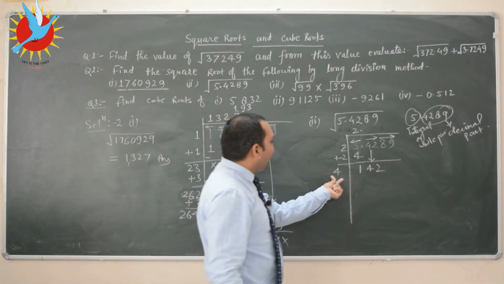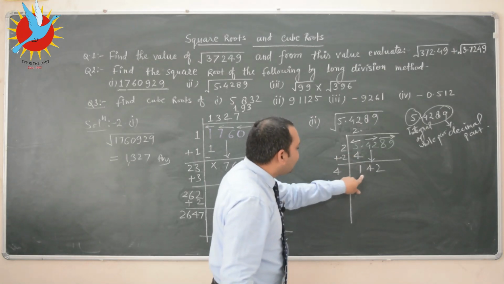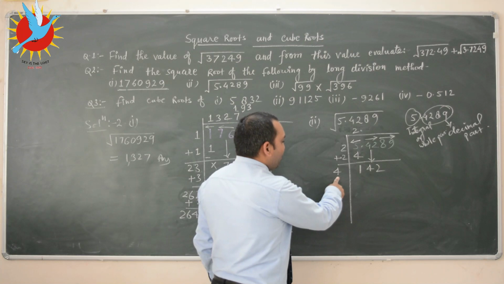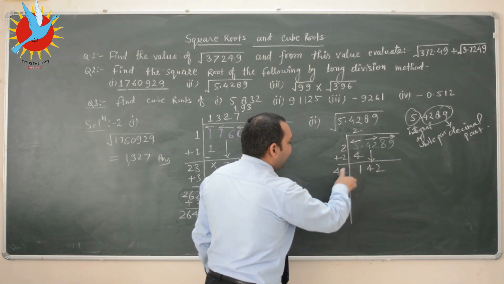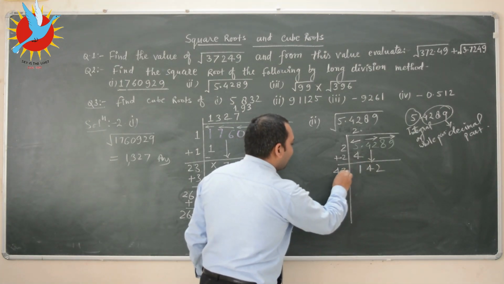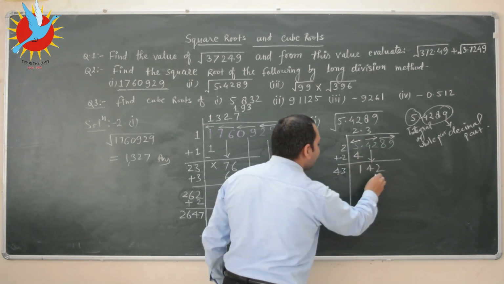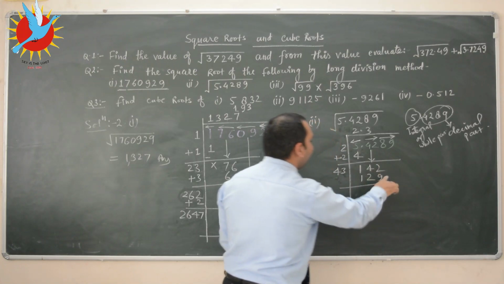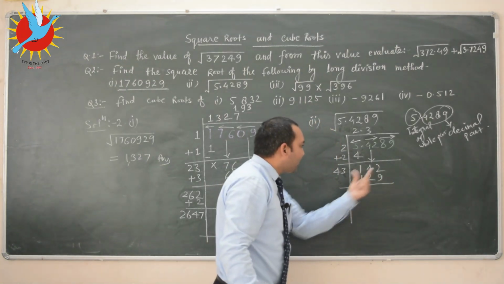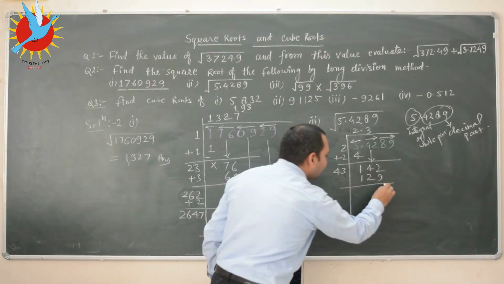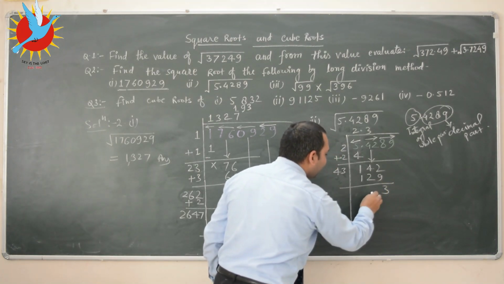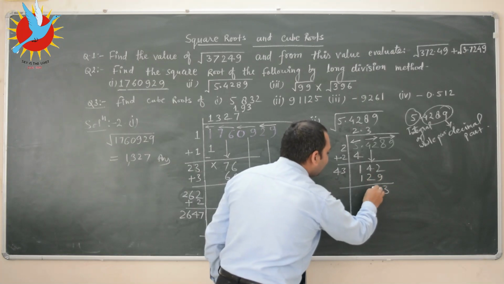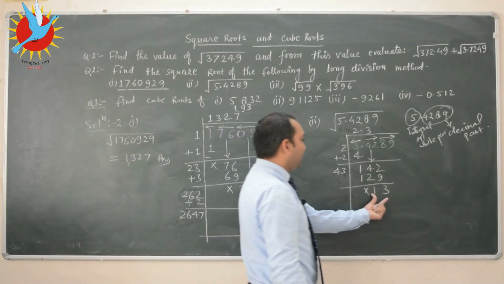Which number do we multiply here? The result should be 142 or near about this. 3 2s are 6, 3 3s are 9, and 3 4s are 12. That is 129, which is near about 142. 12 minus 9 is 3, 4 minus 2 is 2, 3 minus 2 is 1, so 13 remains here.